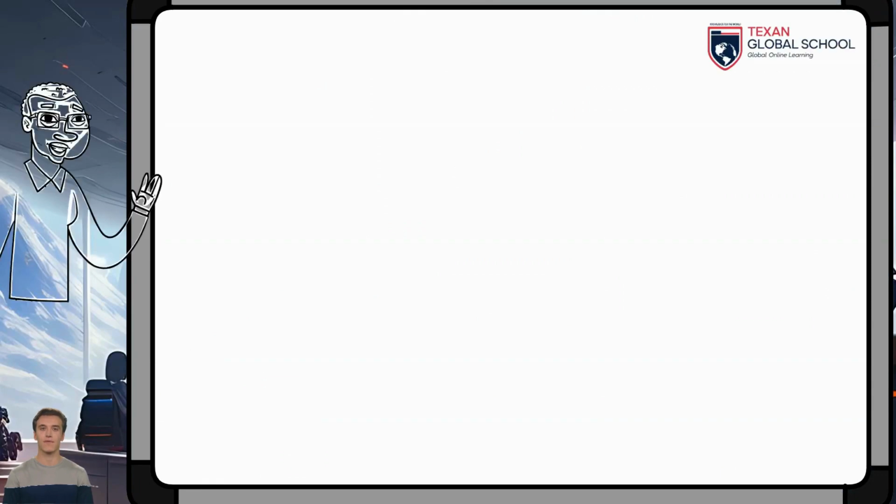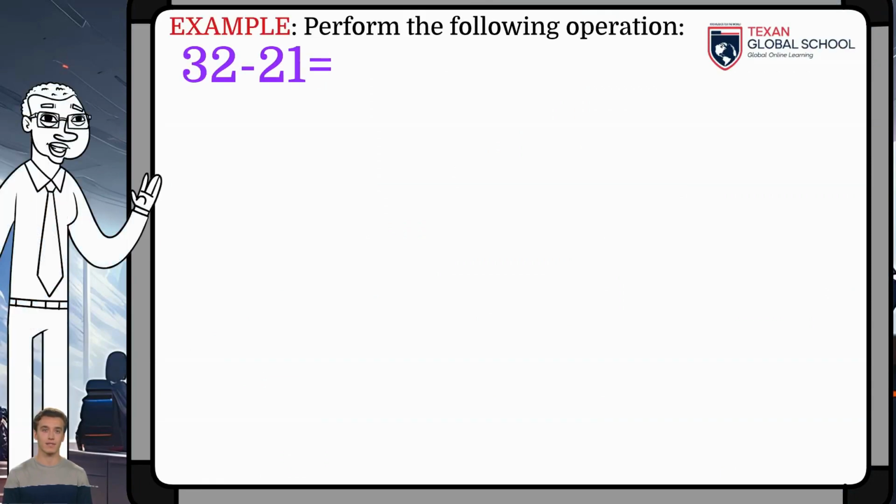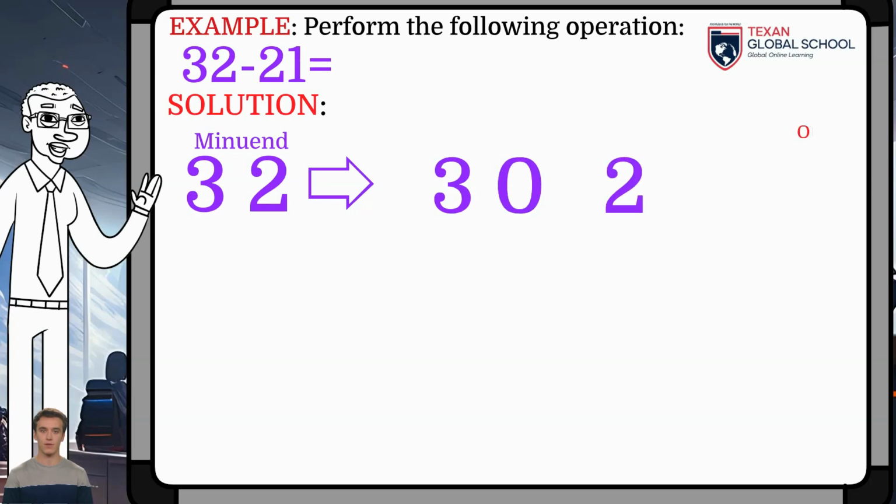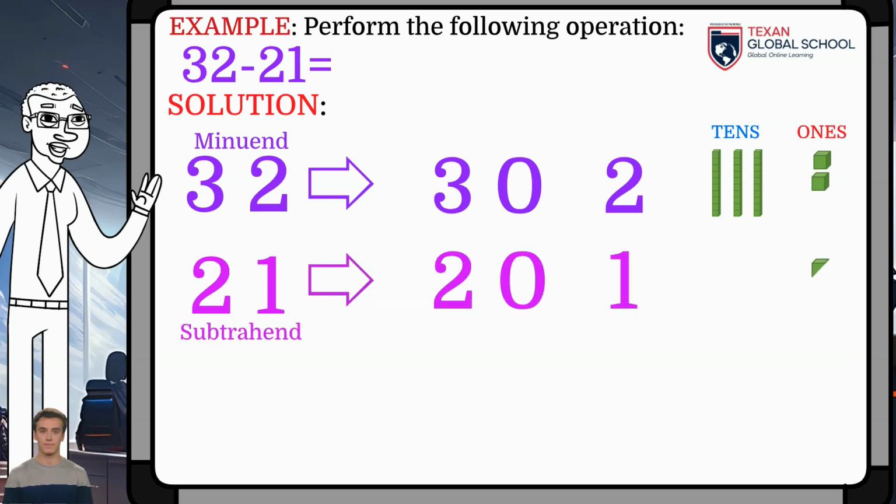Let's see an example. We will perform the subtraction of 32 minus 21. First, decompose the minuend and subtrahend into ones and tens. The minuend 32 has 2 ones and 3 tens. The subtrahend 21 has a 1 and 2 tens. We can model using base 10 blocks or cubes. Then draw a line below to perform the subtraction.